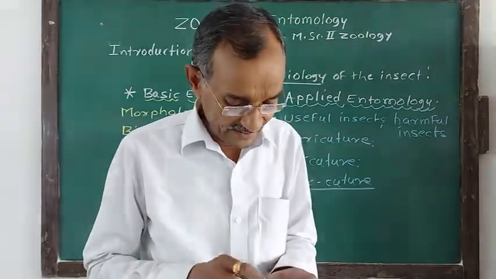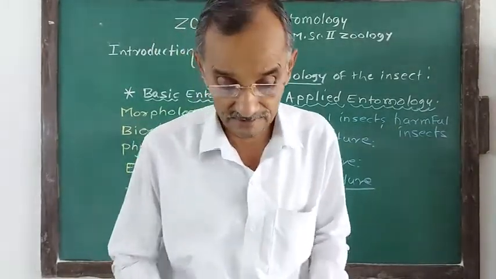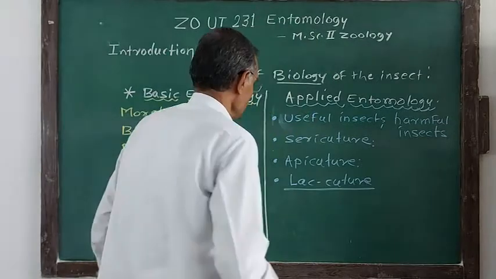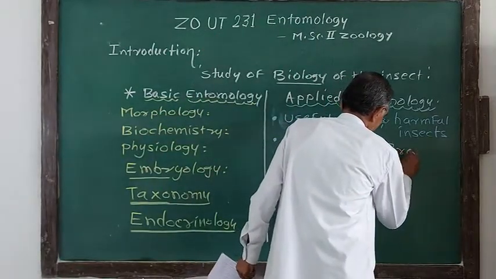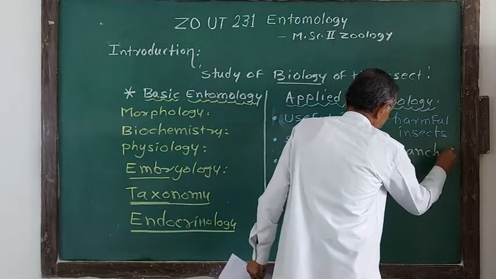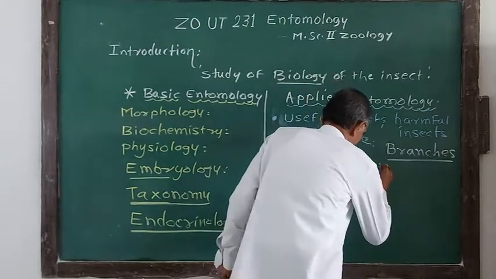Now, depending upon this, there are different branches of applied entomology. Which are those branches? If we consider the branches of applied entomology, the first is agricultural entomology.